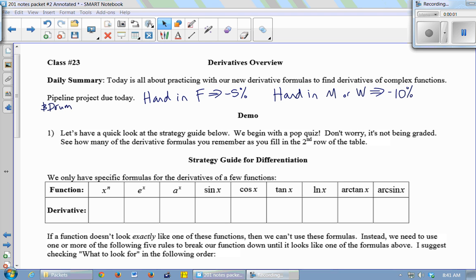Derivative formulas. We've learned a lot between test 1 and this upcoming test 2. So today we're going to practice with our derivative formulas.